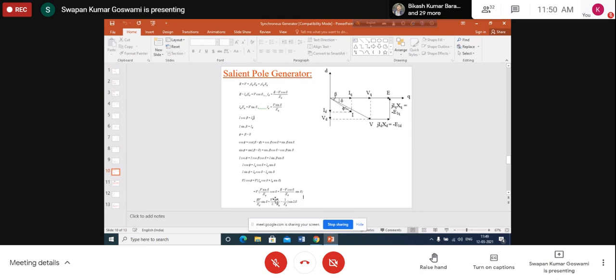That's why this part is also called the reluctance power. That means the source of this power is the difference in reluctance at the two axes of the pole. So this is due to the difference in reluctance. That's why this is called the reluctance power. And this is the normal part of the power that we have found out previously also.